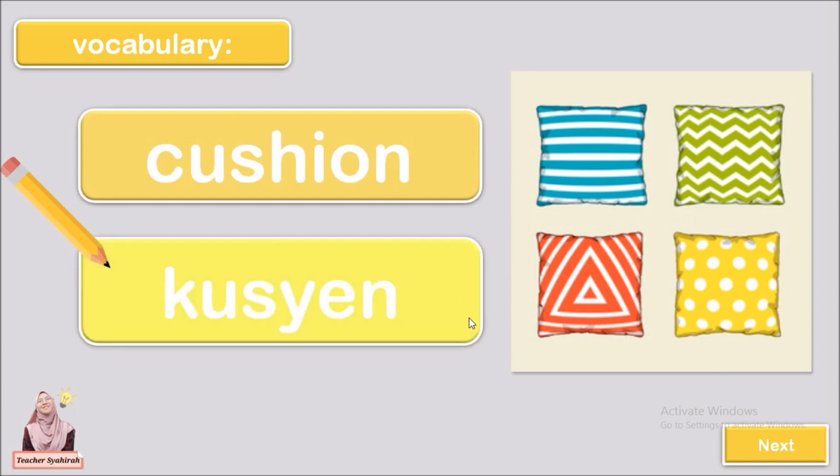Okay, in Malay, we also have similar pronunciation, cushion. Alright, so what's the difference between cushion and pillow? Cushion is a bit smaller than pillow. Maksudnya, cushion ni lebih kecil sikit daripada bantal. So, this is cushion.